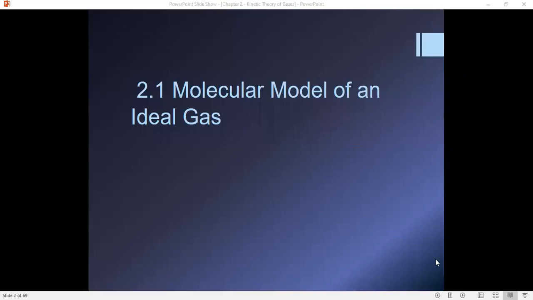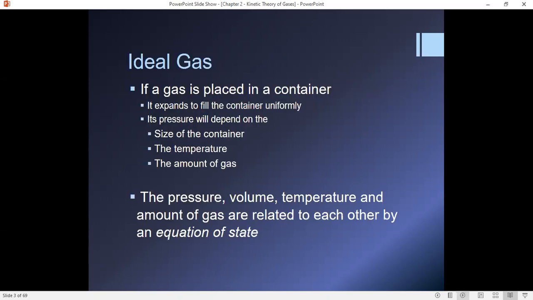Section 2.1 covers the molecular model of an ideal gas. Here we are approximating a real gas using a very simple model where essentially the molecules are assumed to have no volume and not interact with one another. So this is an approximation. It tends to work well when the density of the gas is very, very small, and therefore the volume of the molecules is insignificant, and the interaction between the molecules is also not all that great. So an ideal gas, again, is an approximation.